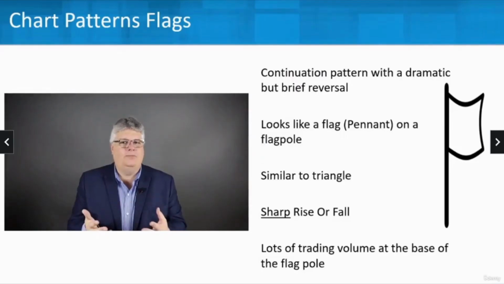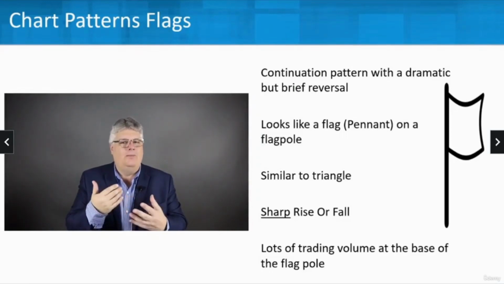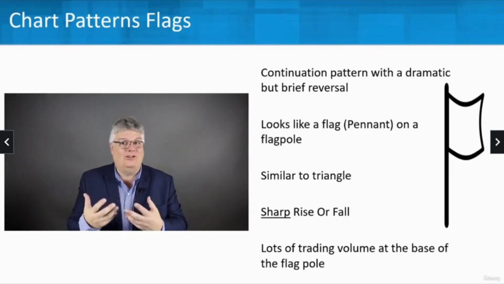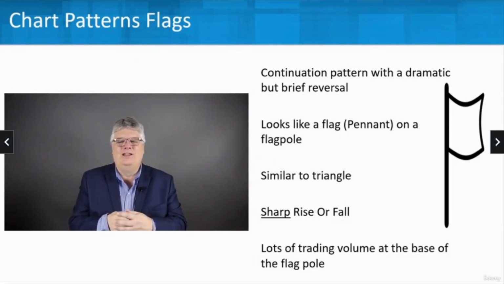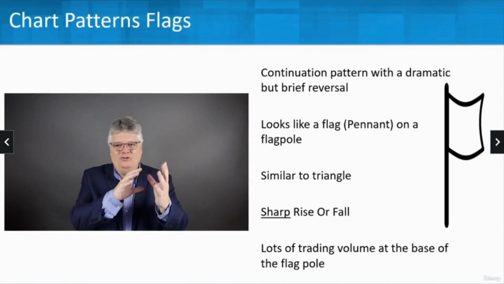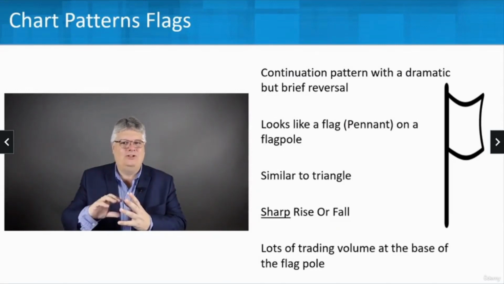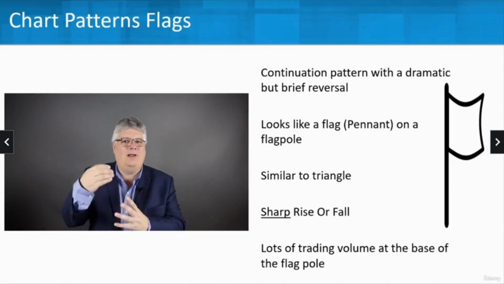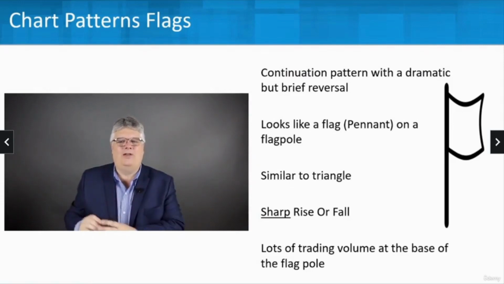Another continuation pattern that's going to follow the trend either upward or downward are what are called flags, right? And it's a continuation pattern, but it has a dramatic but brief reversal. So if your prices are, let's say, downtrending and they're going down, on a flag it's going to reverse and the prices are going to go dramatically up for a little bit, and then they're going to come back down and follow that reversal. So we'll see in the example coming up.